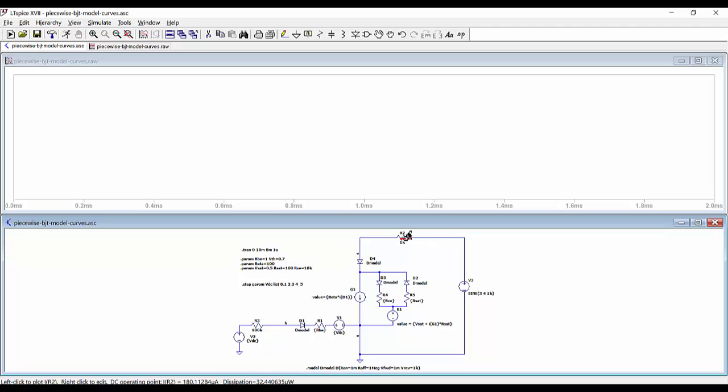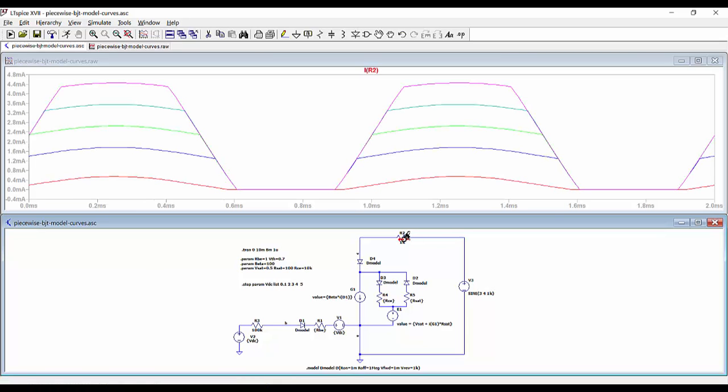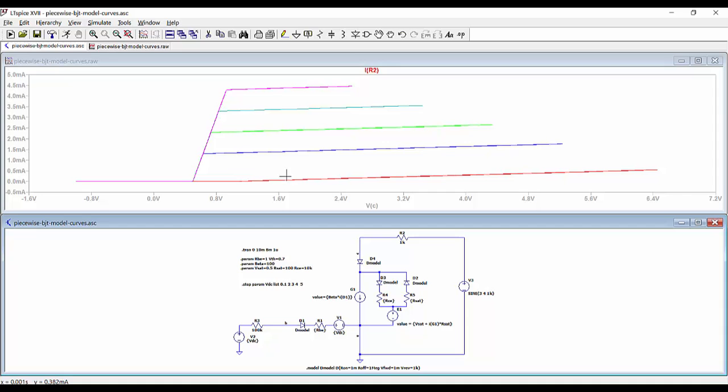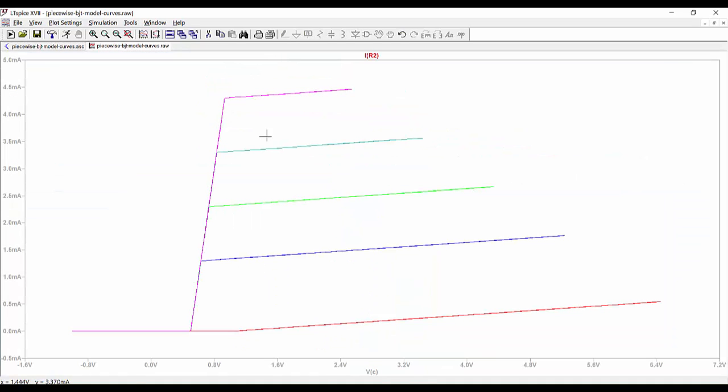So we can measure the current through the collector by measuring the current here through resistance R2. And then we have here the characteristics in time. So we want to represent this as a function of the collector voltage. So we change the x-axis and use V of C here, and here we can see the characteristics corresponding to our transistor. So these are as expected. We have the saturation region, we have the active region, and this corresponds to the cutoff region.